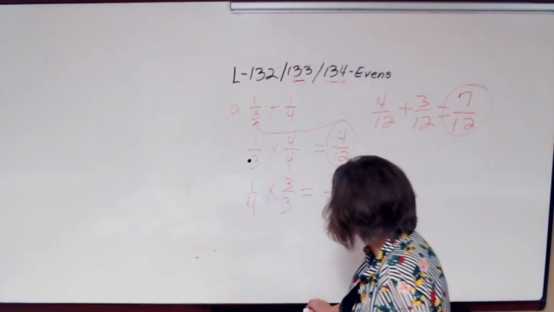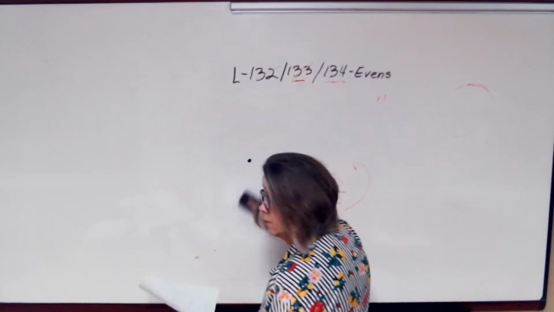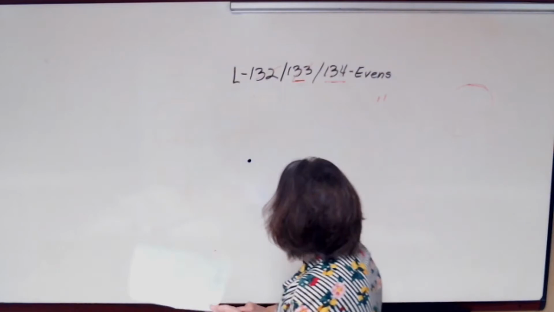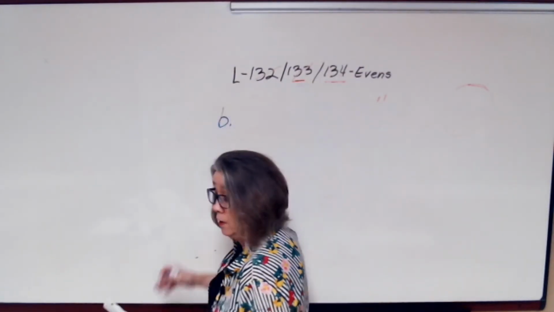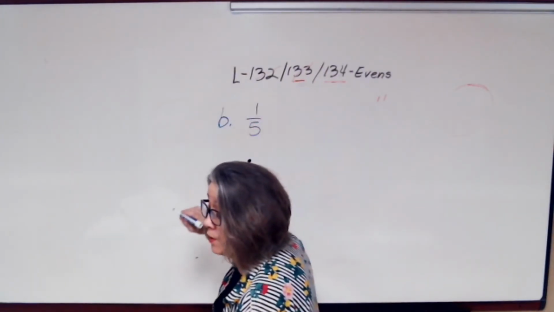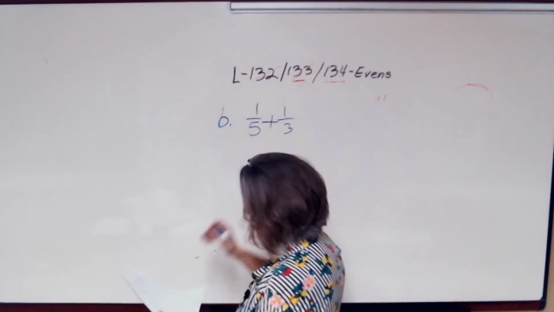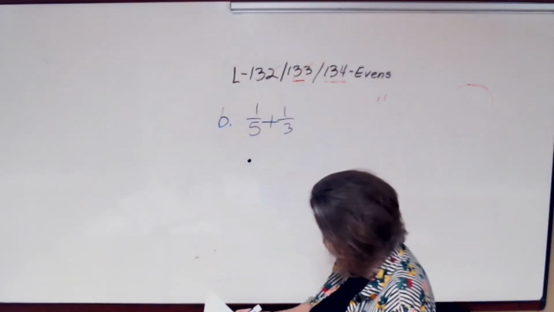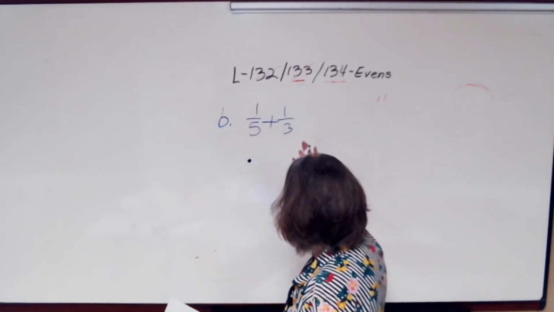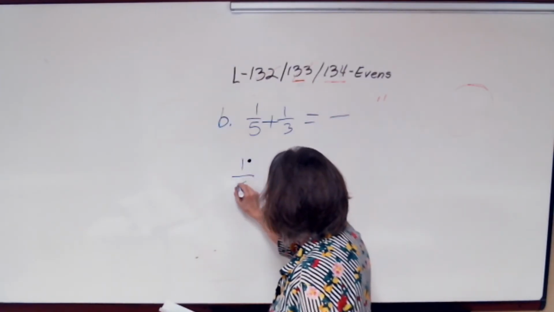Okay, I'm going to do one more with you, and then you're going to have to do the rest of these by yourself, okay? There's a few of them. I'm going to get a different color. I'm going to do B now. B is 1/5 plus 1/3. Now make sure that that's what I have written down here. Okay, so we're going to do 5 times 3 is 15. So we want the denominator to be 15. But how do I get there?